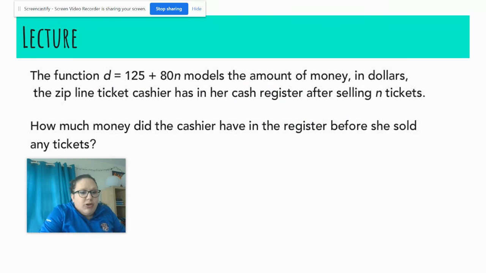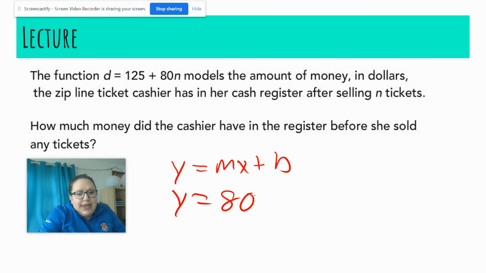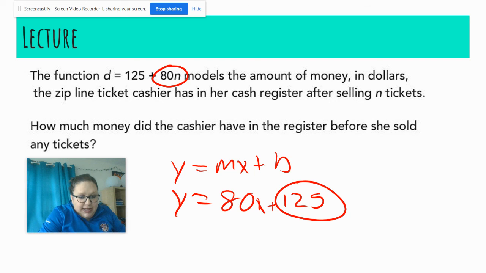The function 125 plus 80x models the amount of money in dollars the zipline ticket cashier has in her hand after selling tickets. How much money did she have in the register before selling any tickets? If I write this as y equals mx plus b, this would be y equals 80x, because that's our coefficient and variable, plus 125. So she originally had $125, and then she's adding 80 per ticket. So our starting point was 125. Our rate of change is 80.